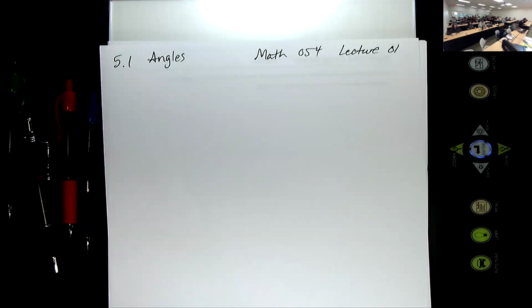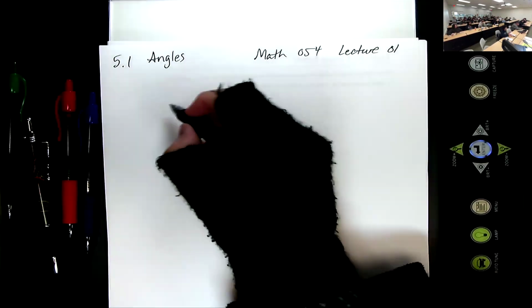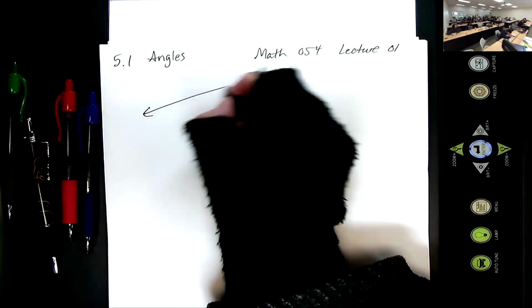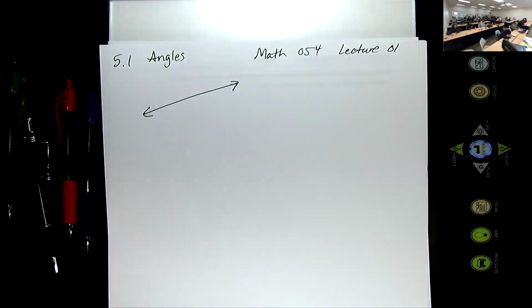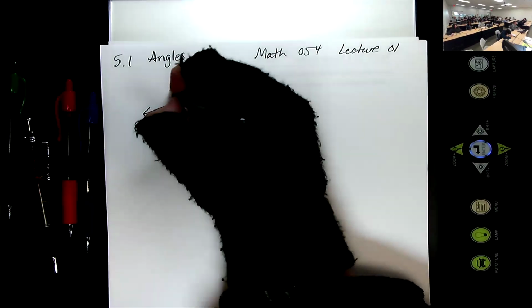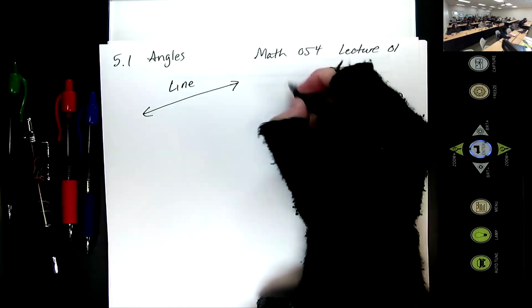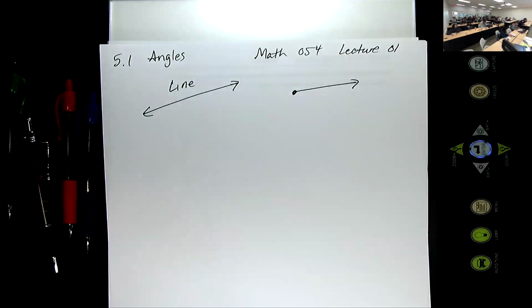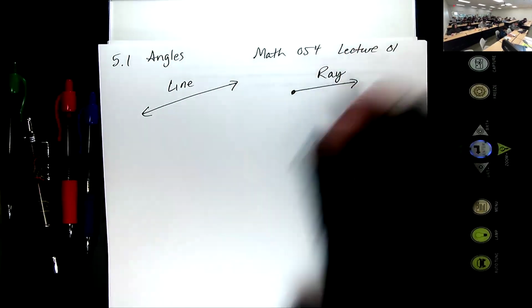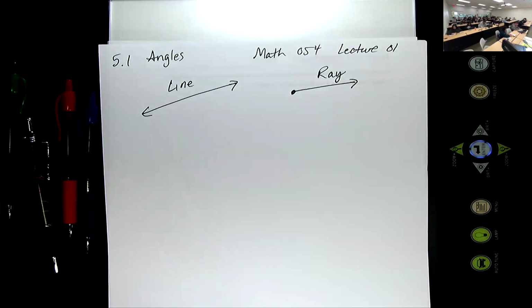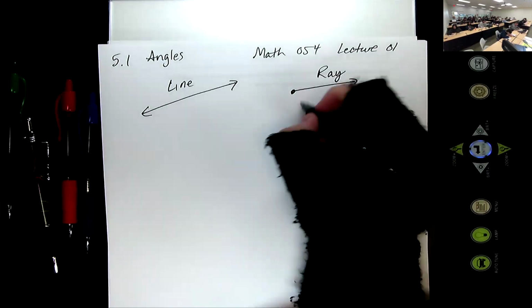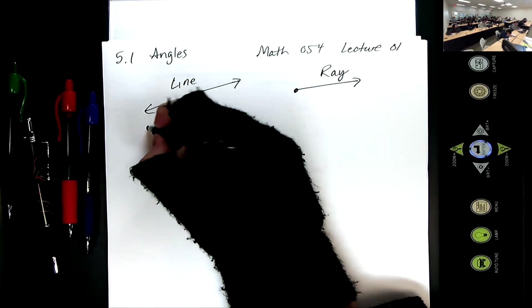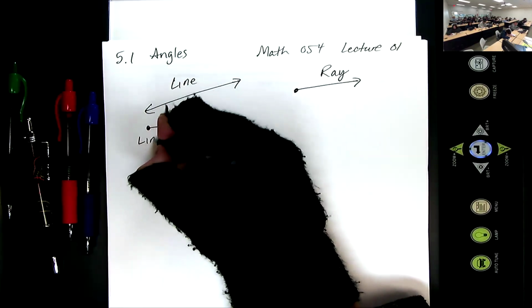Okay, so we've got a couple things going on. In mathematics, we call a line anything that's straight and goes on in both directions. Think now, this is a line. If it only goes one direction, it has a starting point and goes on infinitely in another direction, we call it a ray. If it has a start and a stop, we call it a line segment.